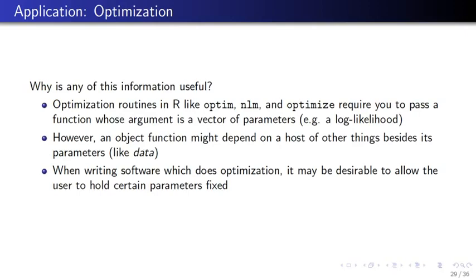But in statistics, this objective function that we're trying to minimize or maximize, such as a log likelihood, is going to depend on other things besides just the parameters that you're maximizing over. In particular, it's going to depend on things like data. And so the question is, how do you specify a function that depends on parameters and data and perhaps many other things in a clean way, in a readable programming style, and make it easier for the user to use these types of functions? Furthermore, when you're doing these kinds of optimizations, in many cases it's useful to hold certain parameters fixed. For example, fix a parameter to a certain value, then optimize over the other parameters.